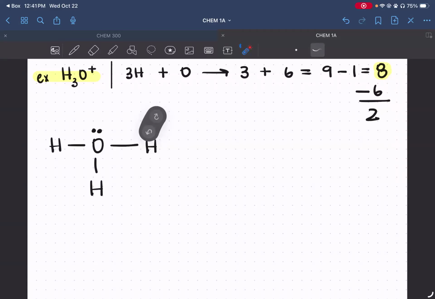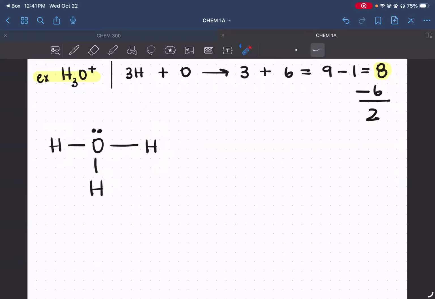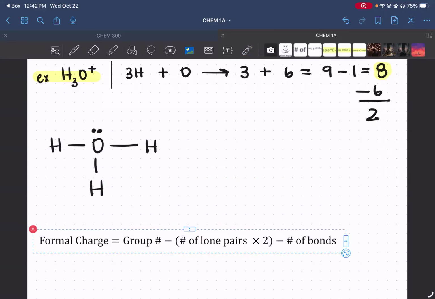Now that we've assigned electrons, we're going to check happiness. Each of these hydrogens have 2 electrons. They're happy. Done. The oxygen in the center has access to 1, 2, 3, 4, 5, 6, 7, 8 electrons. The oxygen is happy. Everything is happy, so now we calculate formal charge.